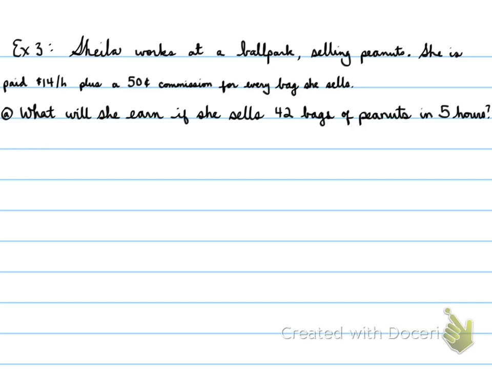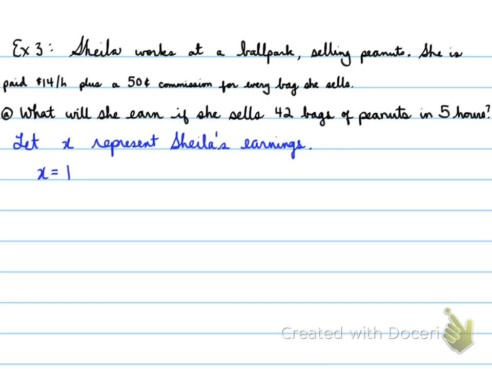Well, again, this is a word problem, so let's start off with a let statement. Let X represent Sheila's earnings, because that's what we don't know. We know that she makes $14 per hour with a 50-cent commission for every bag she sells. We know that she's worked 5 hours, and we know she sold 42 bags of peanuts. What we don't know is her total earnings. So X is her earnings.